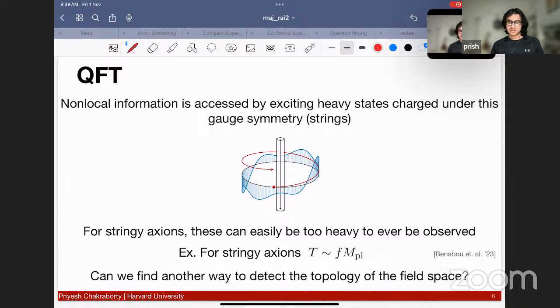Whoops, my screen was covering some of the text.